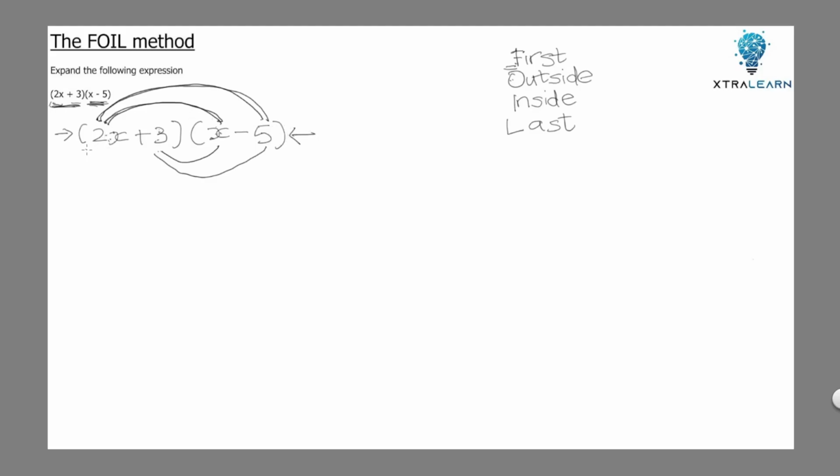The 2x is out here on the left, and the minus 5 is out here on the right. And since that was the second handshake that took place, that's what the O stands for. The two outside terms got multiplied, or shook hands, after the first people did it. The next handshake that took place is the 3 and the x. And as you can see, those two terms are on the inside. They're the ones in the middle.